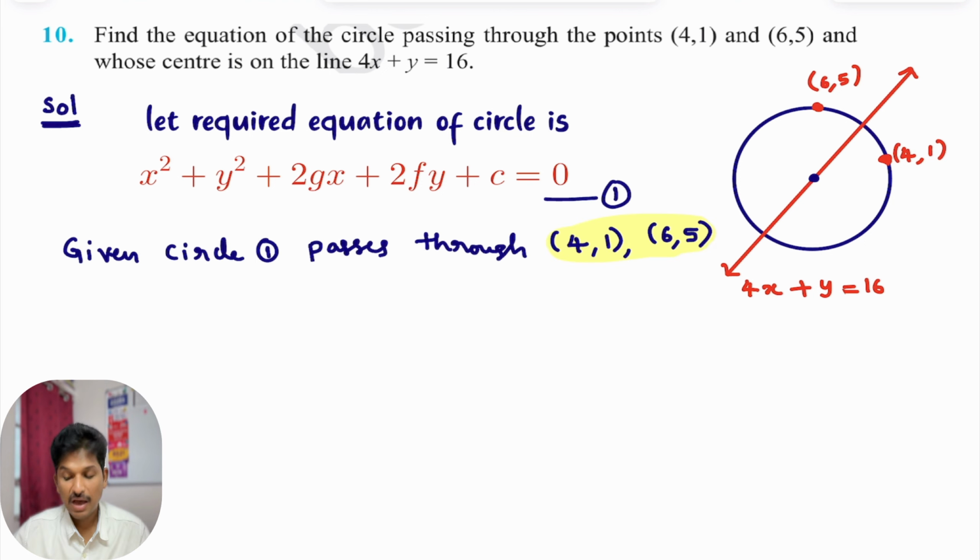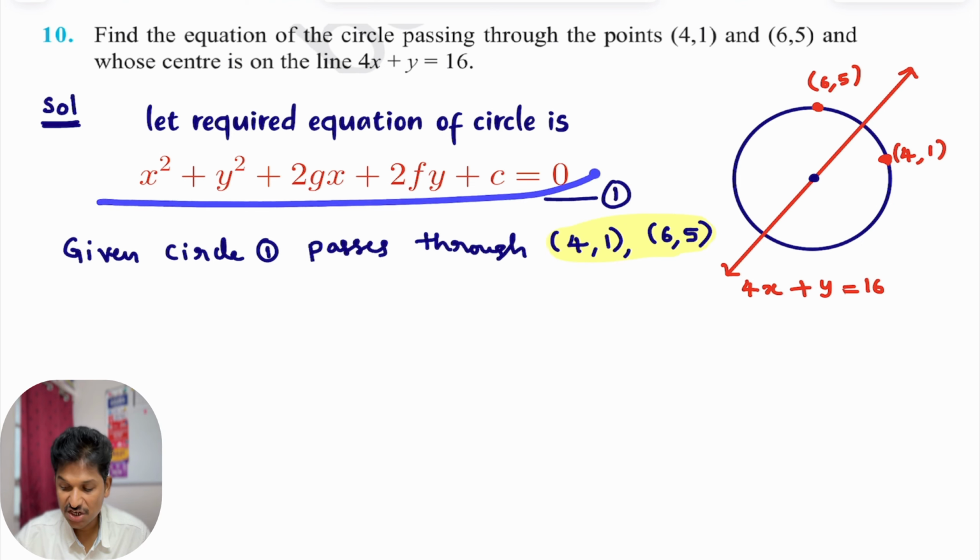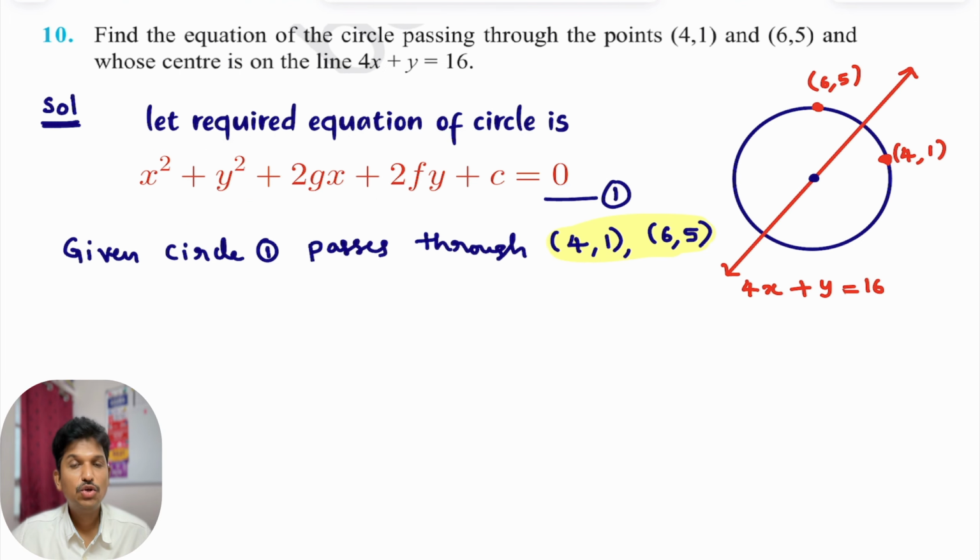As the given circle passes through these 2 points, I'll substitute these points in this equation. First, I'll substitute (4, 1) in this circle equation. In place of x, you write 4. In place of y, you write 1. To avoid unnecessary confusion, I want to write this step directly. Please observe carefully. In place of x, I'll write 4. 2 into 4 is 8, so this is 8g plus.